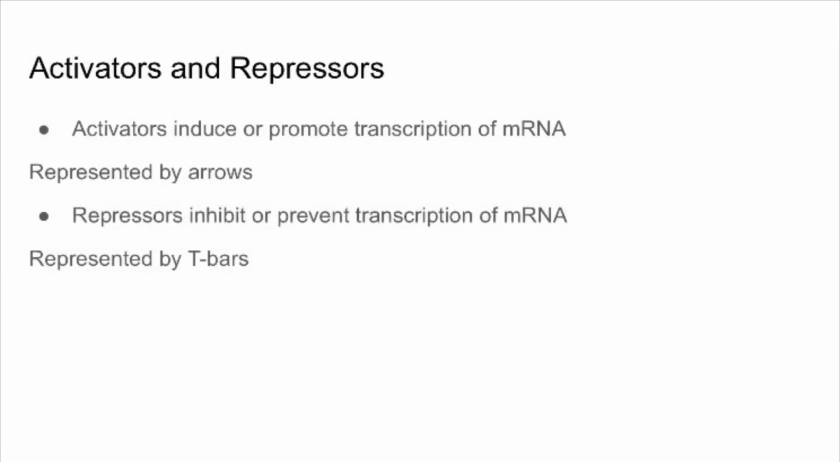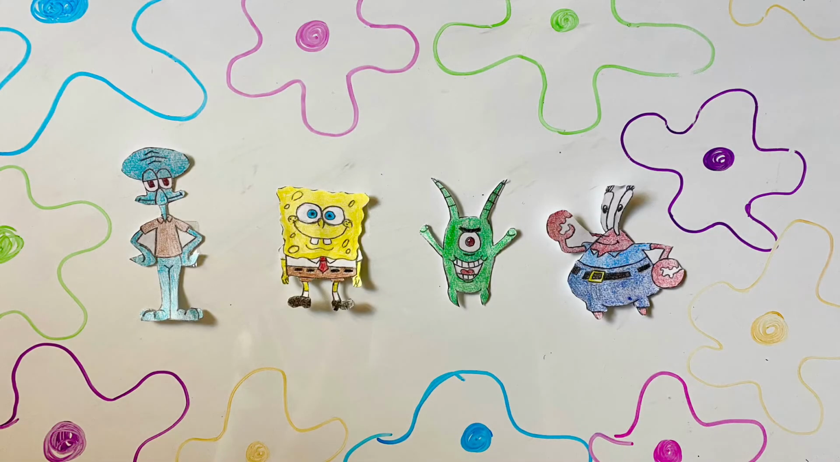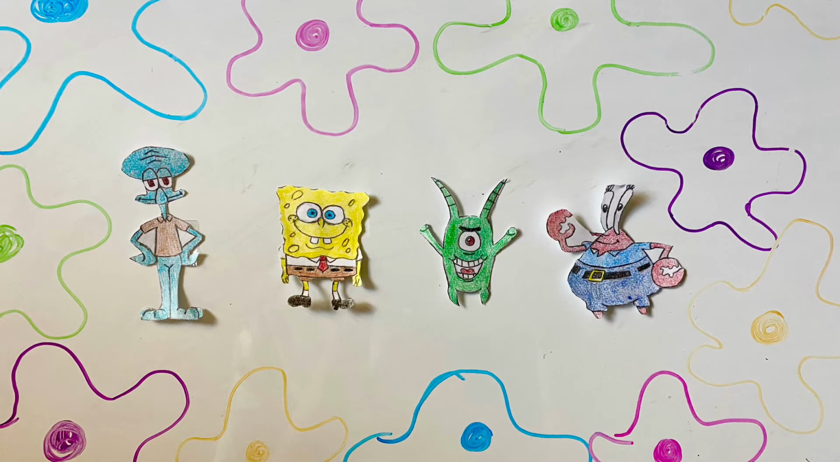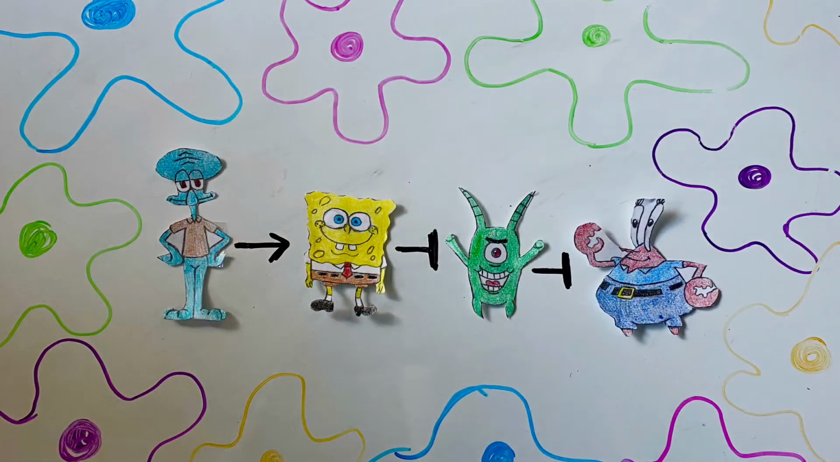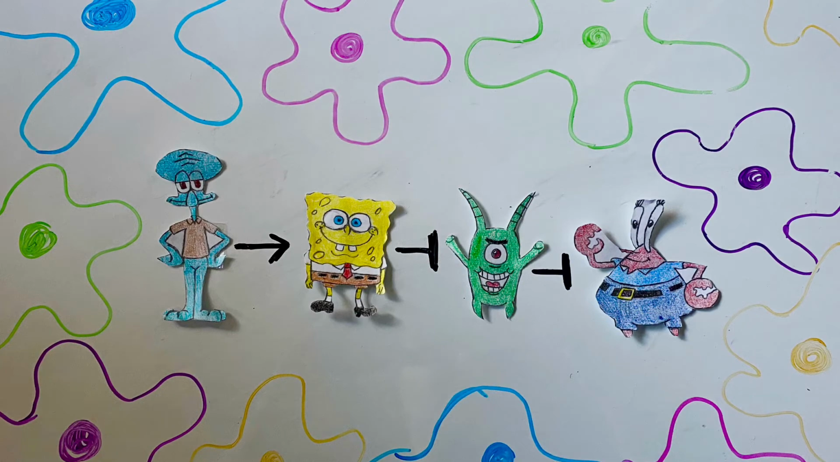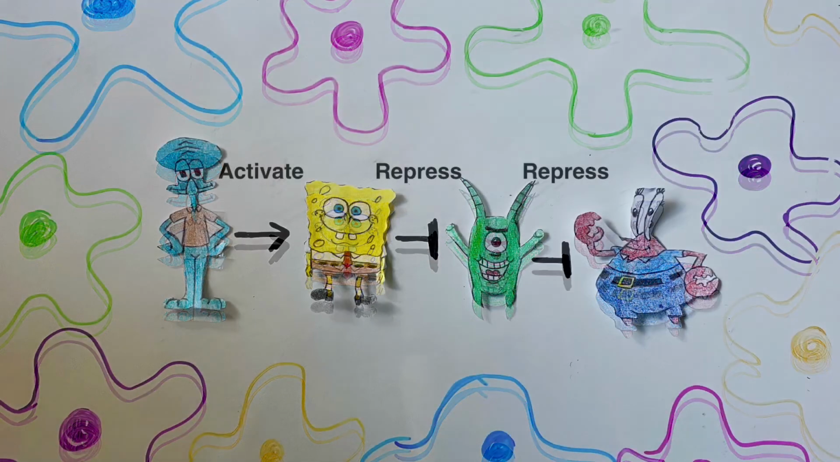of biological processes. It is important to know that activators induce or promote transcription of mRNA and are represented by arrows, while repressors inhibit transcription of mRNA and are represented by T-bars. In this video, I have created a developmental pathway based off of the popular TV show SpongeBob. As you can see, the pathway begins with Squidward, who activates transcription of SpongeBob.